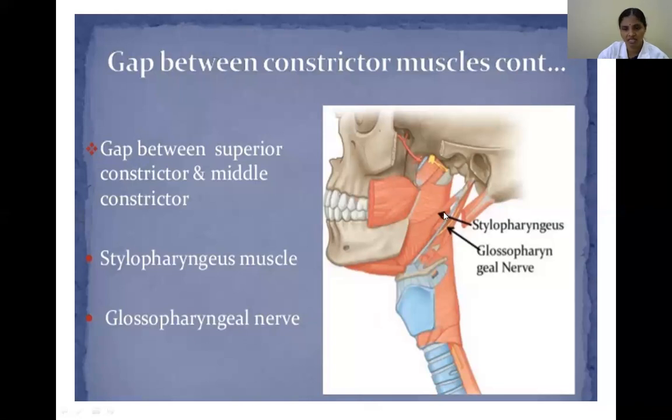Then the gap between the superior constrictor and middle constrictor. So this is the superior constrictor and this is the middle constrictor. What structures are passing through this gap? An important muscle, the stylopharyngeus muscle. The stylopharyngeus muscle passes through this gap and appears in the pharyngeal wall where it joins with the other two longitudinal muscles to form the conjoint tendon. This is an important structure passing through the gap between the superior and middle constrictor muscles. And the nerve which passes through this gap is the glossopharyngeal nerve. Here the glossopharyngeal nerve provides a branch to the stylopharyngeus.